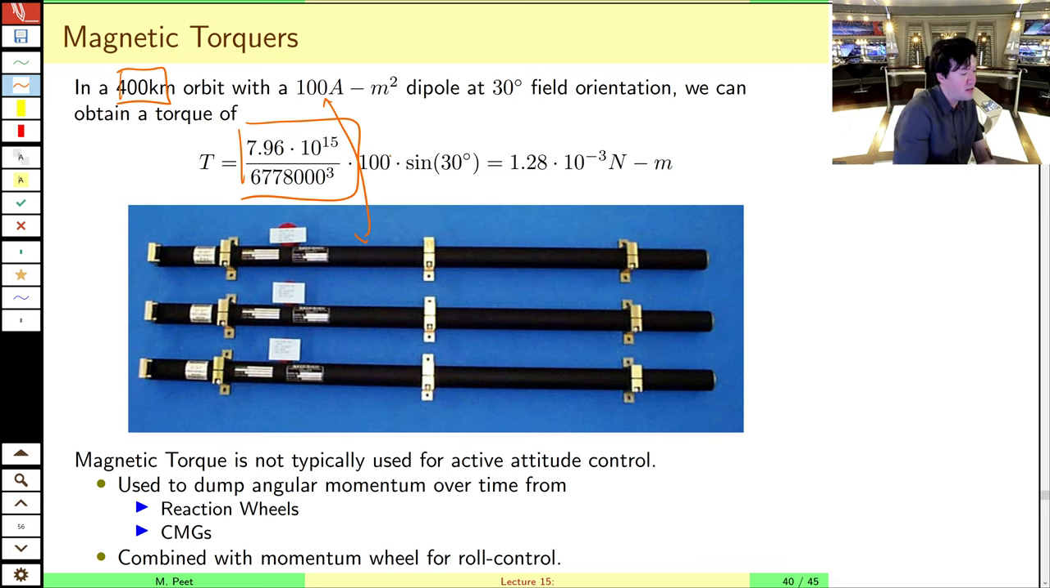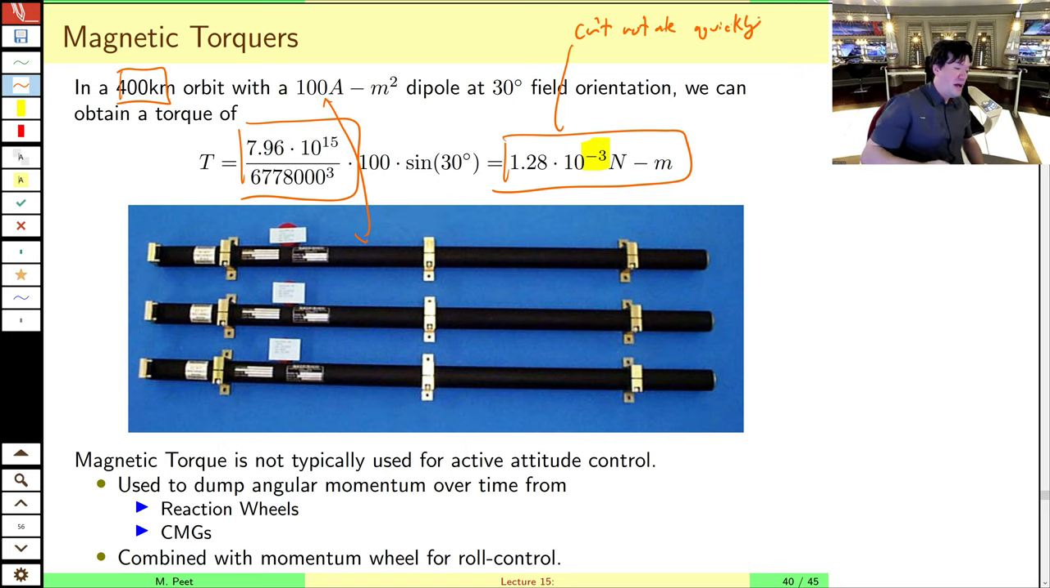So we plug that in, we multiply it by 100, and we get a net torque of 1.28 times 10 to the negative third newton meters. So emphasis on 10 to the negative 3. So not a great deal of torque, especially if you're trying to rotate a spacecraft. Now, if you're trying to rotate a spacecraft quickly, this is not going to work. However, if we integrate this amount of torque over long periods of time, we can create significant amounts of momentum dumping. Significant amounts of momentum. If we apply that torque over long periods of time, then we can counter the momentum which is built up in these reaction wheels.